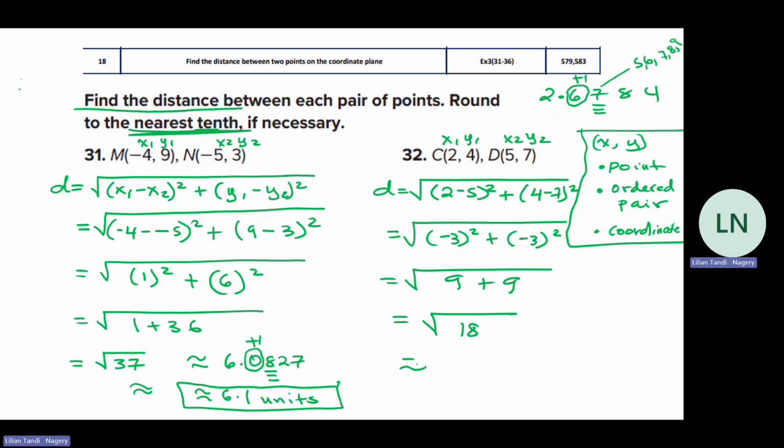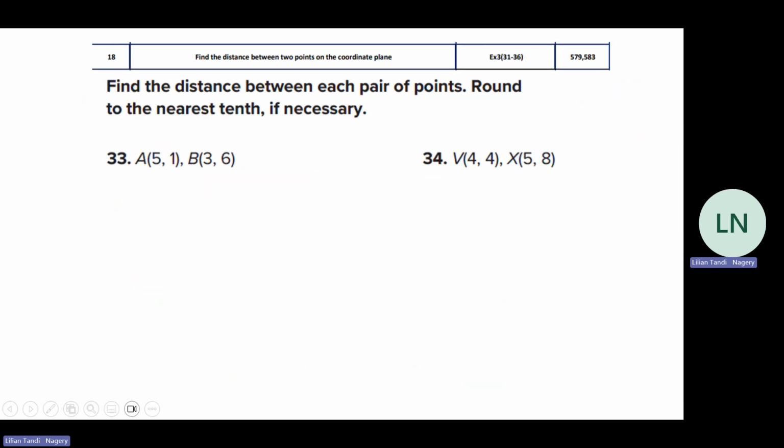This simplifies to 3 square root 2. And then now approximately, you should get 4.2426. Circle that, underline this. We are not adding, so our answer is 4.3 units. And we box our answer. Okay, same thing.